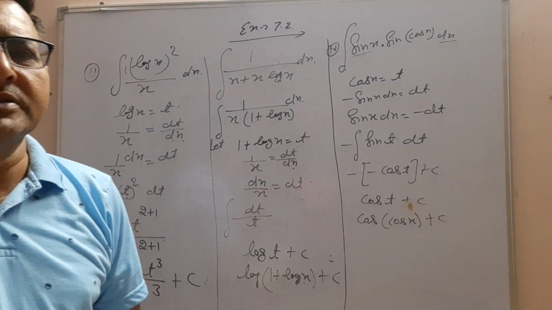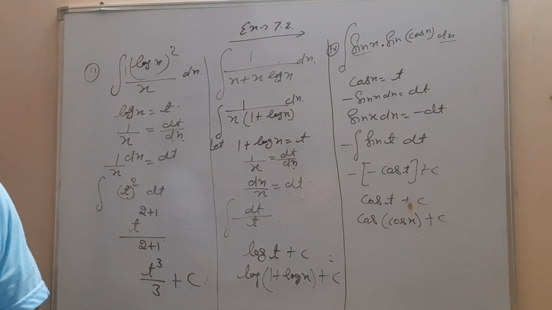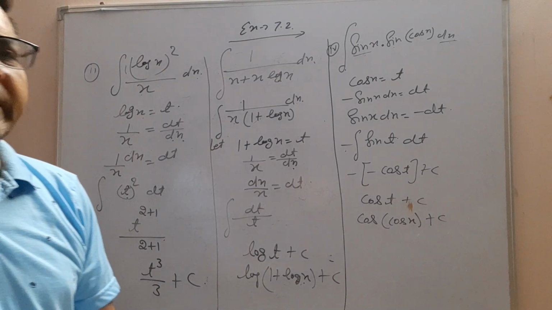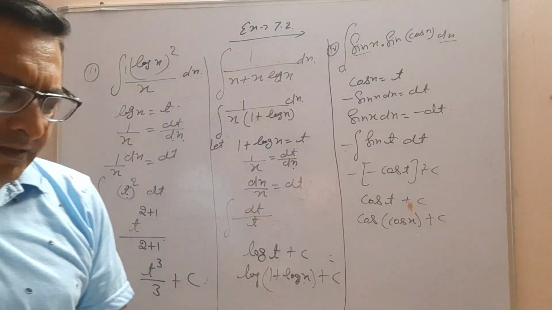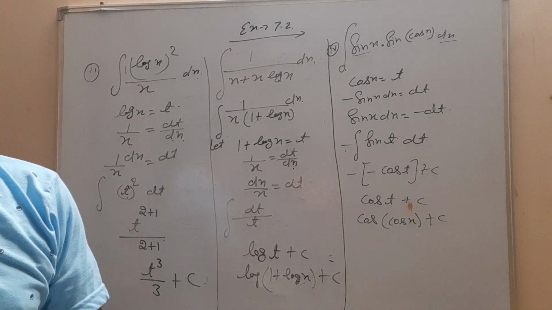This is also of the same type, the substitution method. You have to decide whose derivative is given in the statement. The next one is also the same.